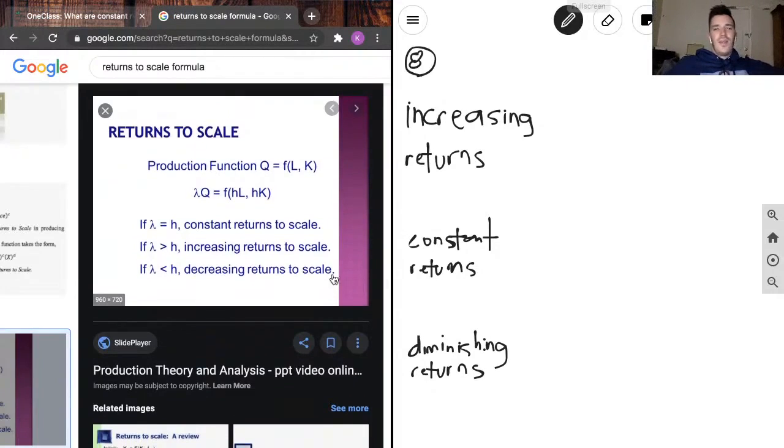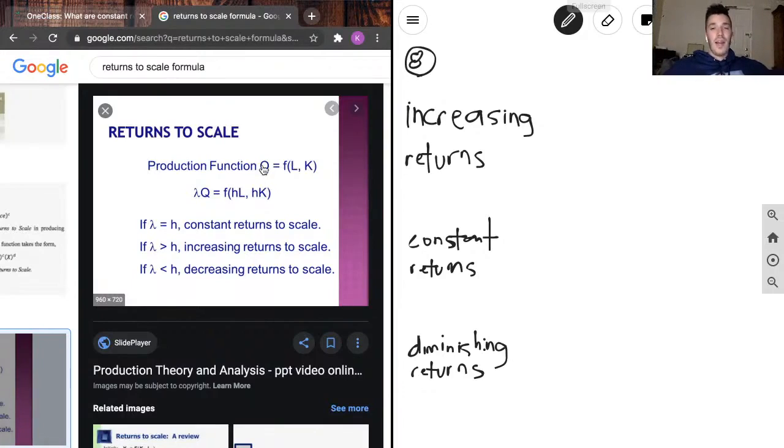So what we're saying is there's a production function here, Q, and the amount produced, Q, is a function of the labor that is put into it and the capital. Now, if we were to multiply Q by this lambda, which is unknown, that's again going to be a function of L and K. So if multiplying it by lambda has the same effect as multiplying it by this multiplier h, we've got constant returns to scale.